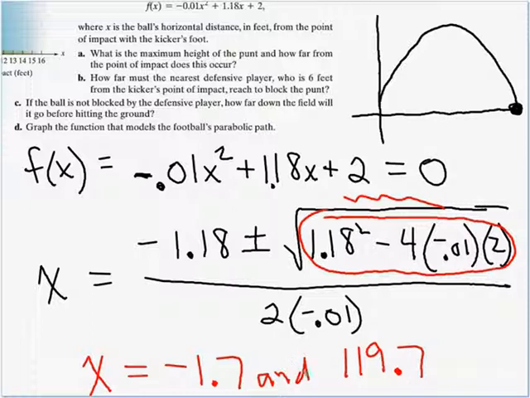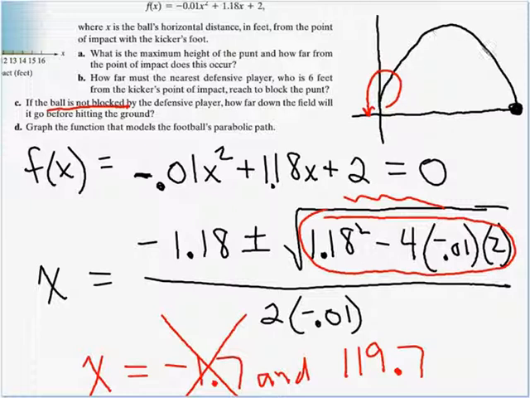Okay, let's think about this. One of these answers, of course, does not make sense. How far did the ball go down the field before it hits the ground? Well, did the guy kick it and the ball went backwards, maybe a breeze caught it, and it landed behind him, or 1.7 feet? No, that doesn't make sense. We have an answer that does not make sense in the context of our problem.